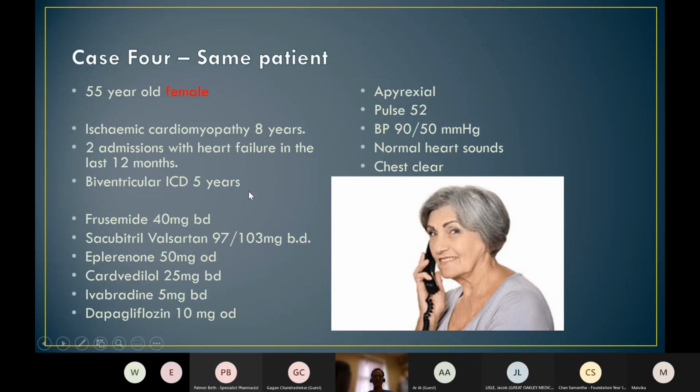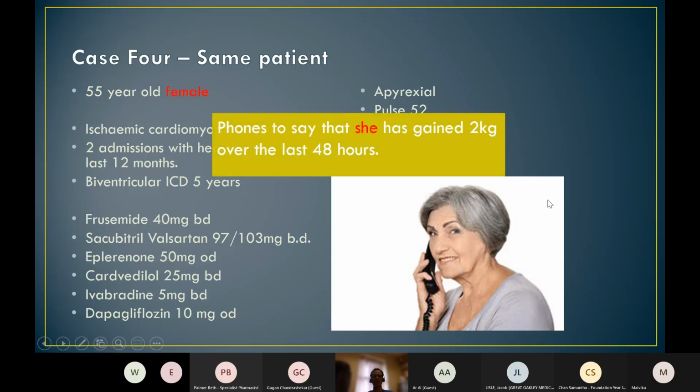So imagine this lady who has got exactly the same history as before, phones you, and you're working in general practice and you're busy, dealing with the deluge of paperwork that you get from having to do general practice and you are also overwhelmed with dealing with the aftermath of COVID, but she phones you and manages to get through, and she tells you that she's gained 2 kilos of weight in the last 48 hours.